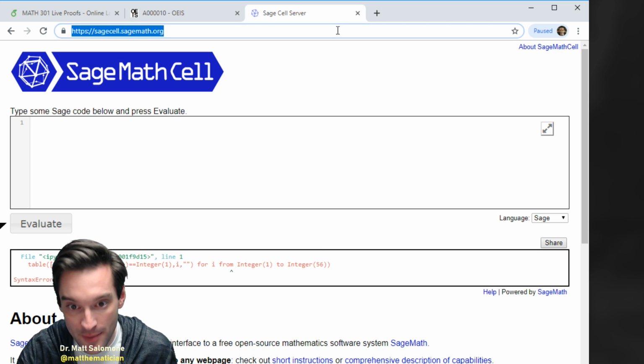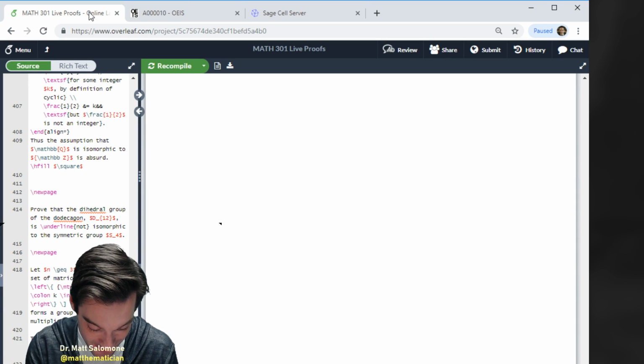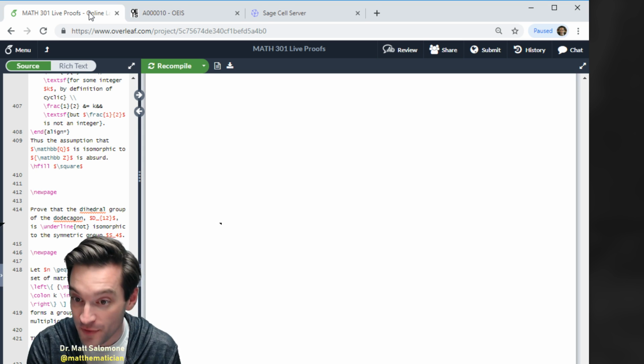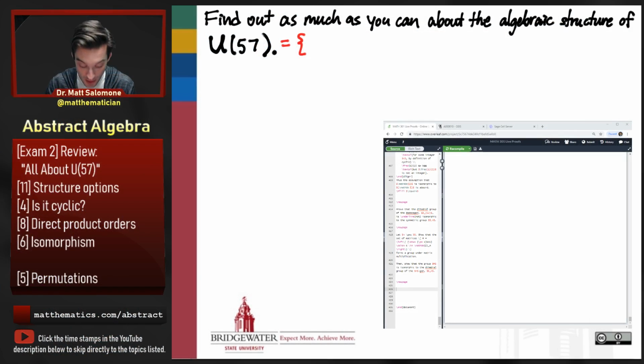All right, maybe rather than have Sage do this for us, this is a small enough group. Let's just list the numbers out, and I'm going to stop pretending that I know Sage off the top of my head tonight. So U57 is going to consist of all of those natural numbers less than 57 that are relatively prime to 57.